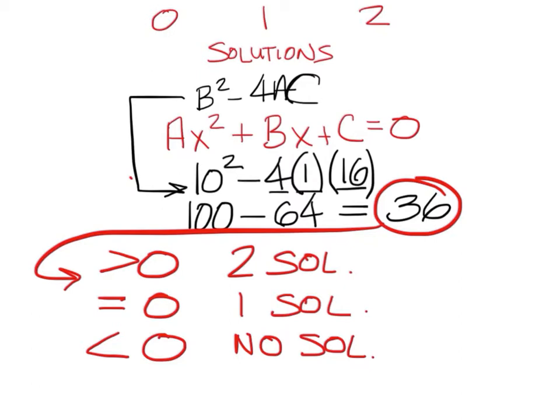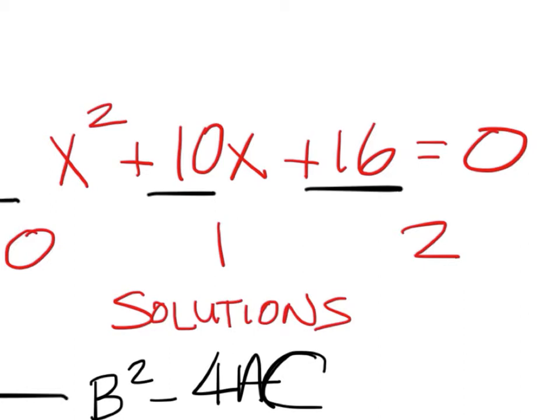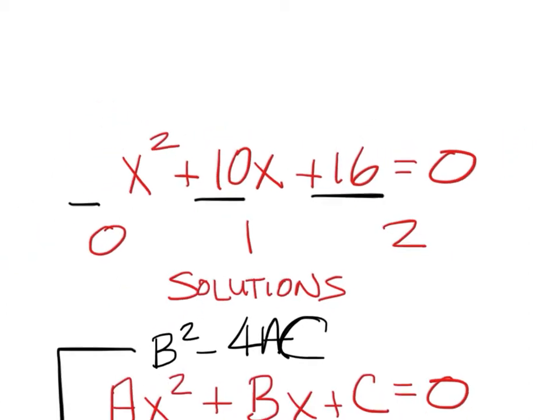So in this case, b squared minus 4ac is 36. How many solutions do I have? You would have 2. 36 is a positive number. So there will be 2 solutions to this equation up here. So that when you go through and do the quadratic formula, you'll know ahead of time what you're supposed to have.